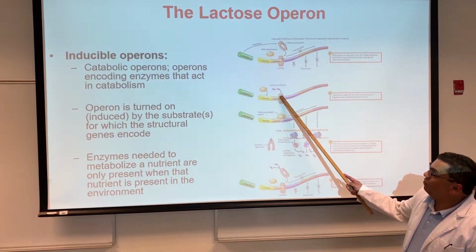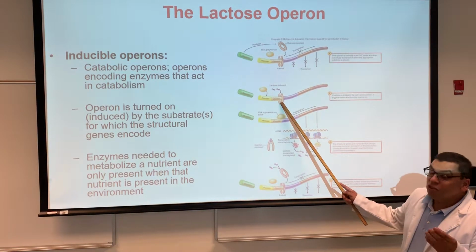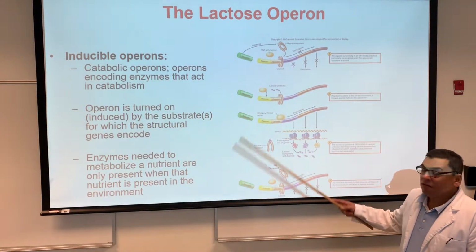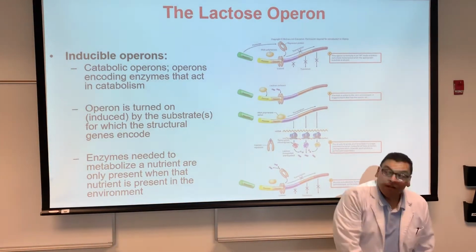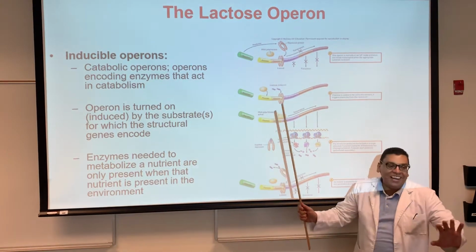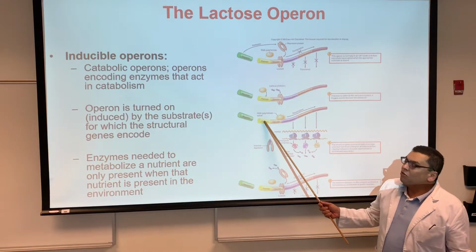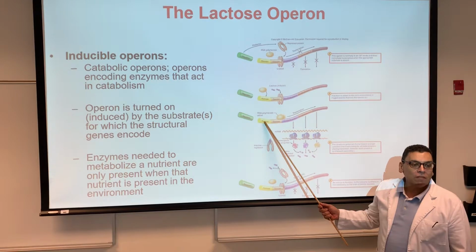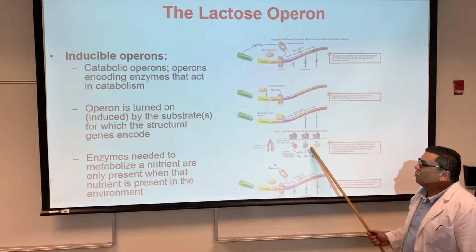Lactose will bind to the repressor that's sitting on the operator, and it will change its shape. And the repressor will fall off. Now RNA polymerase will say, here we go, I got access to the promoter now. The repressor is no longer there. RNA polymerase will sit on the promoter, activate gene expression.